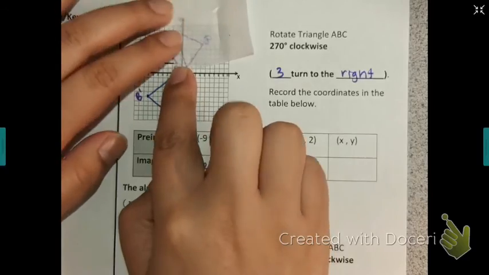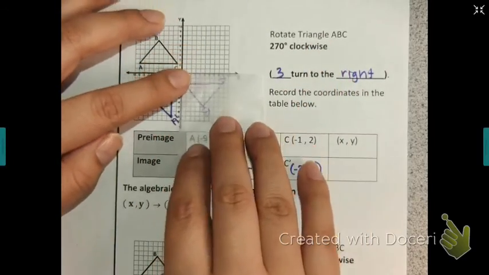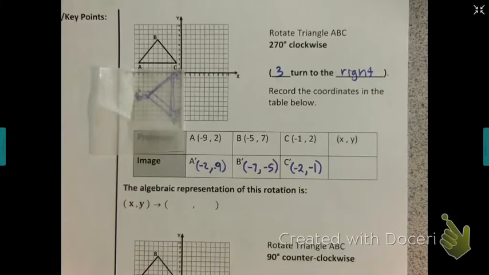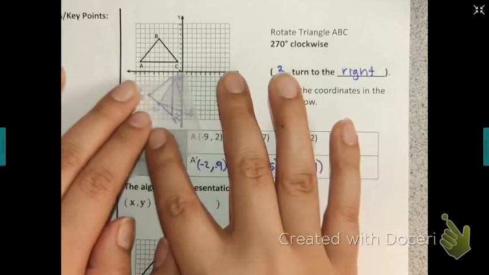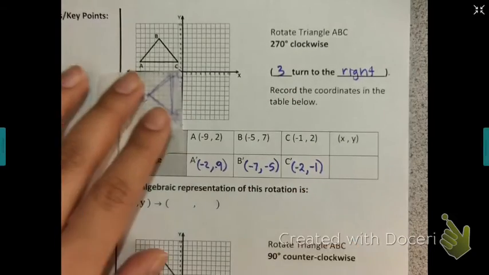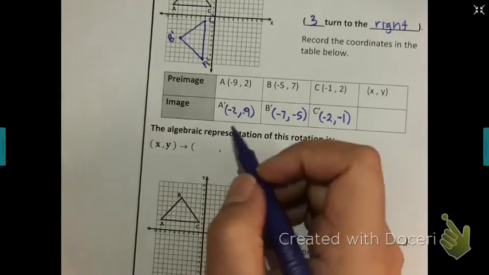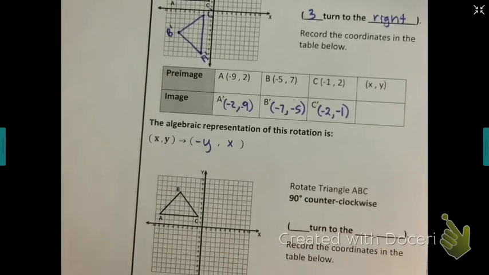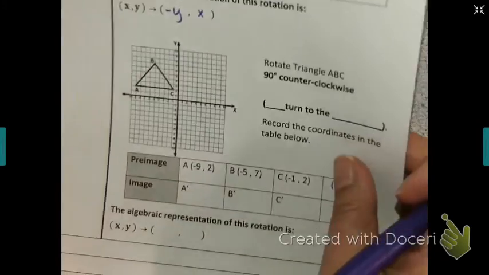Turn it 1 time, that's 90 degrees. Turn it 2 times, that's 180 degrees. And then turn it a 3rd time. And once we do our 3rd turn, it does match up. So our algebraic representation, we switch the y and the x, and then we switch the positive and negative signs on the y. Let's do this last one.